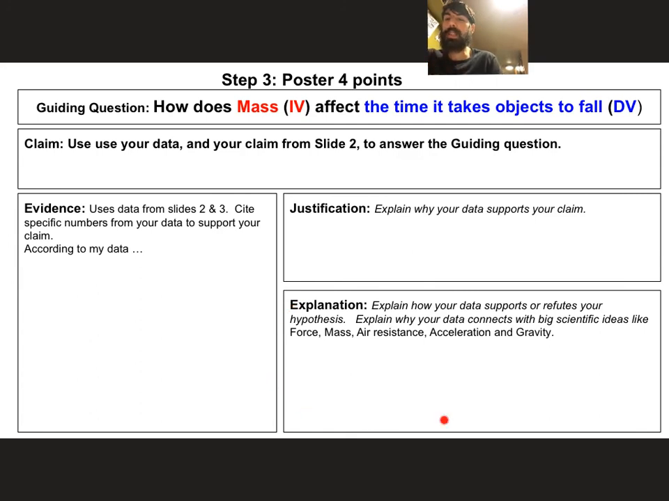Your explanation goes into more detail, and you can use your notes from class discussions about force and mass, acceleration and gravity, and explain how your answer to the question fits with what you know. Maybe if your results are different than what you expected, explain why that happened. This is where you get to talk more about the experiment and where you get to show what you know.